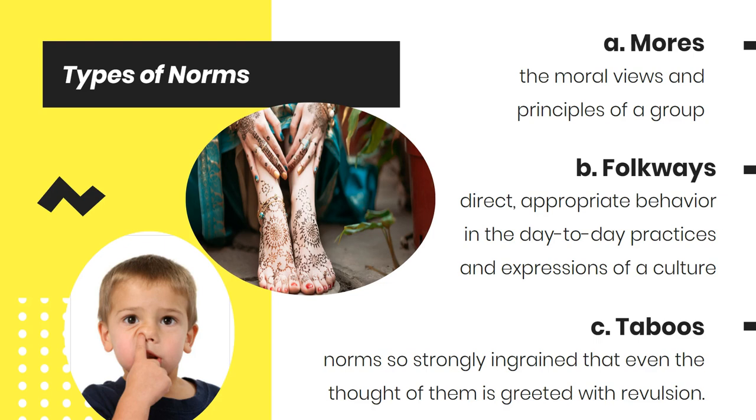Taboos are norms that are so strongly ingrained that even the thought of them is greeted with revulsion. Eating human flesh or having sex with one's parents are examples of such behavior.